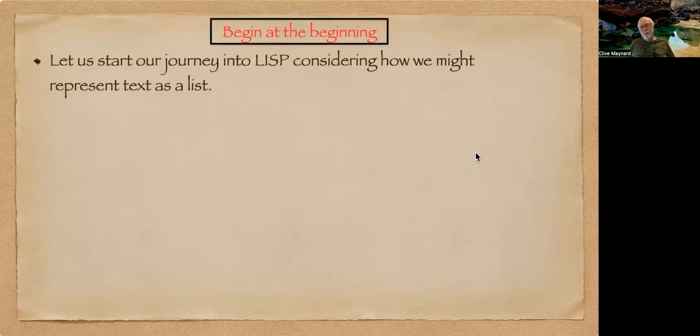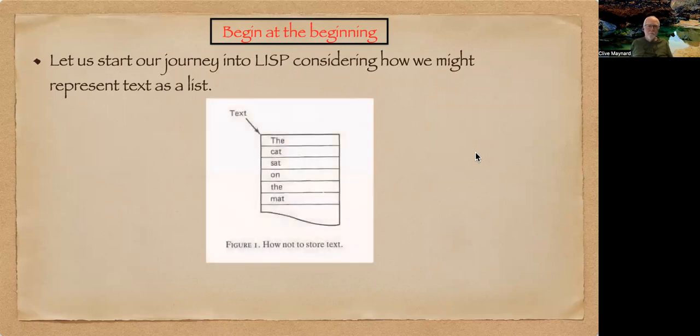Let's start our journey into Lisp, considering how we might represent text as a list. There are all sorts of formats you could use here, and this is a simple but not very efficient one. For instance, we had a sentence here to represent with the cat sat on the mat, and a block of memory is allocated to each of the words. The amount of memory allocated was not, in this case, dependent on the size of the word, though most of the words are only 3 letters anyway. But it is a way of representing textual information, but it's not very efficient.